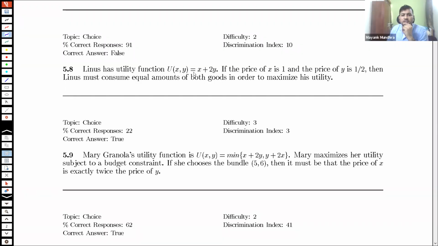Linus has a utility function x plus 2y. Price of x is 1, price of y is half. Then Linus must consume equal amounts of both goods in order to maximize utility. So if MRS equals the price ratio, this is that kind of question. So MRS for this case is half, and that is equal to the price ratio. So what happens in this case is the budget constraint and indifference curve are coincidental.